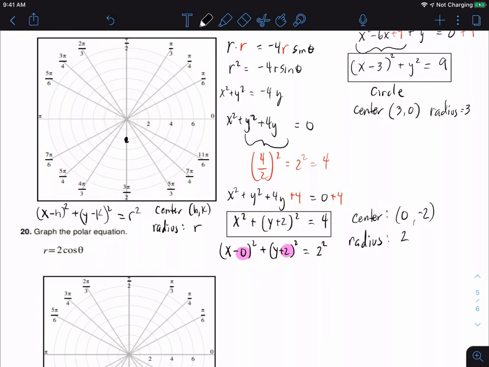So I'll do it in a different color. So 2 away and 2 away. And so the circle is going to look something like this. Okay? Does that make sense?